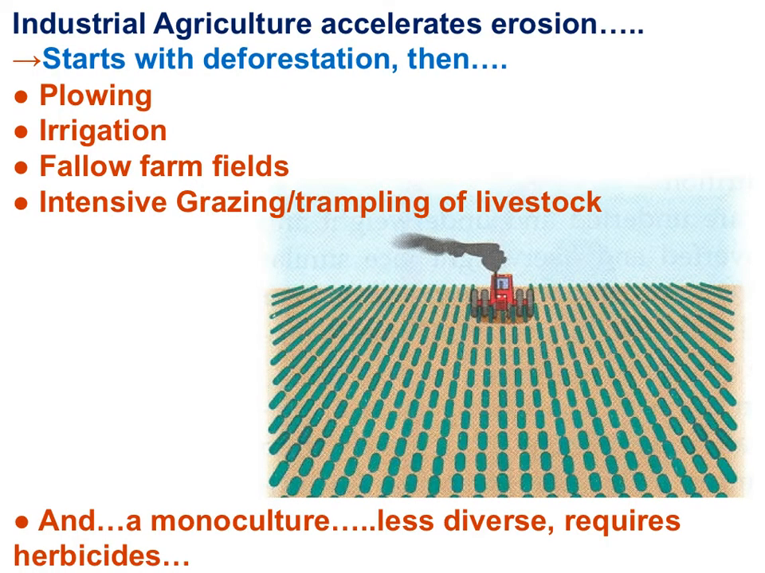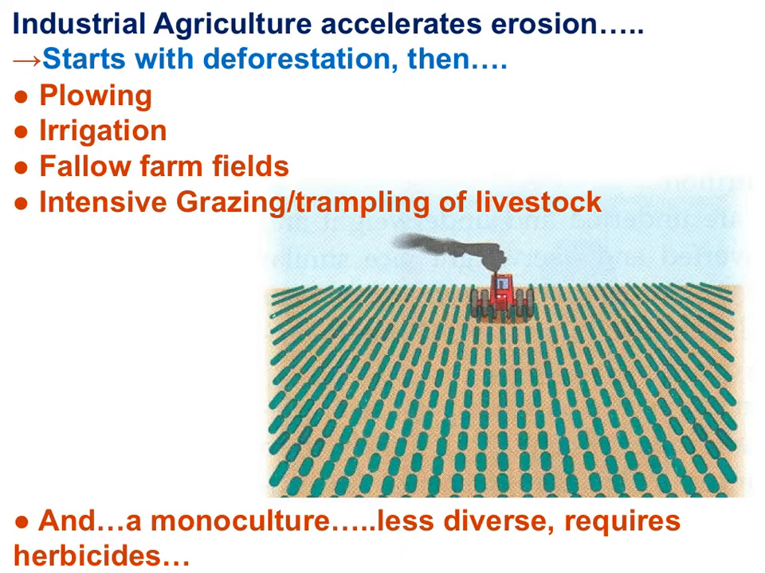Industrial agriculture accelerates erosion. Farming vast tracts of land starts with deforestation, and then there's plowing, irrigation, fallow farm fields, and intensive grazing, the trampling of livestock. All of these things accelerate erosion.